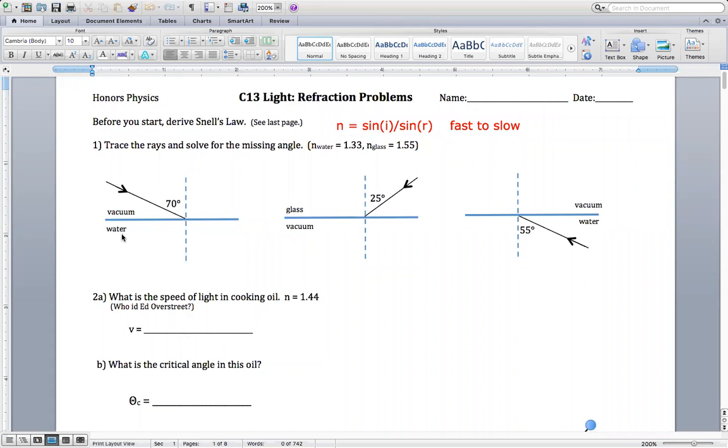We're going from fast to slow. That's good. So we have the large angle out here. It's not going to go straight. It's going to bend toward the normal. And now we have to calculate that angle.